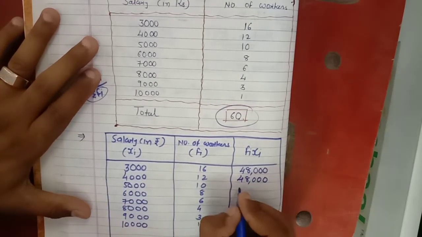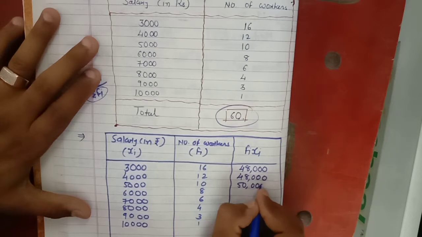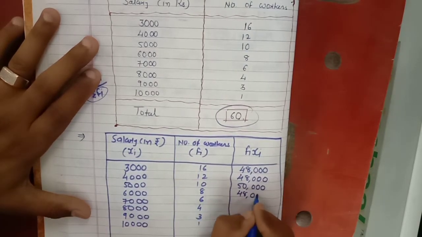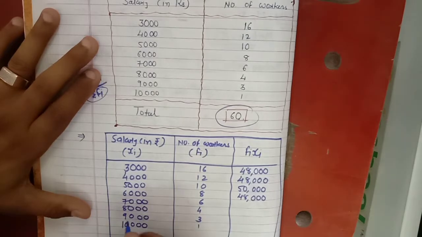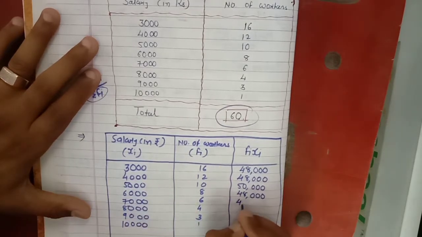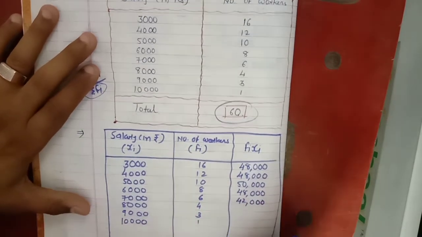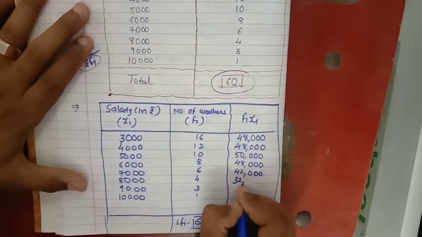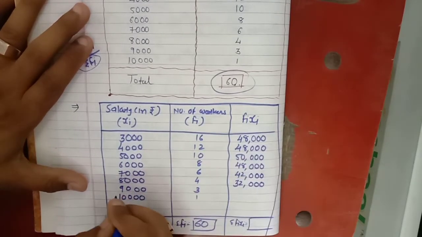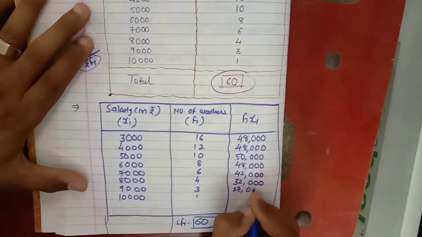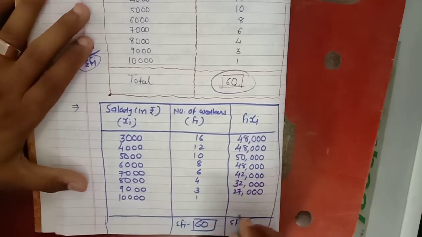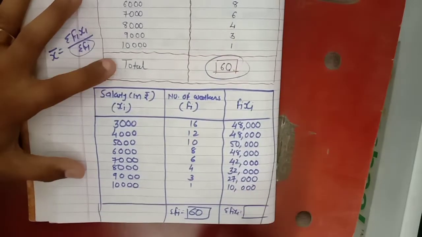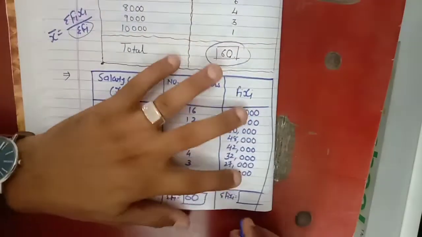10 5s are 50, so 50,000. 8 6s are again 48,000. 6 7s are 42,000. 4 8s are 32,000. 3 9s are 27,000 and 1 10,000 is 10,000. Now the sum of these, I write here.